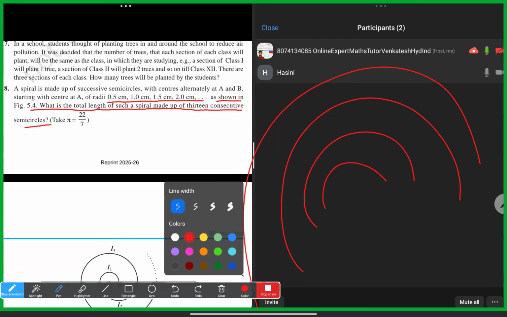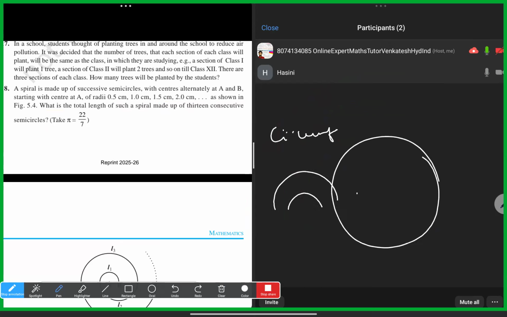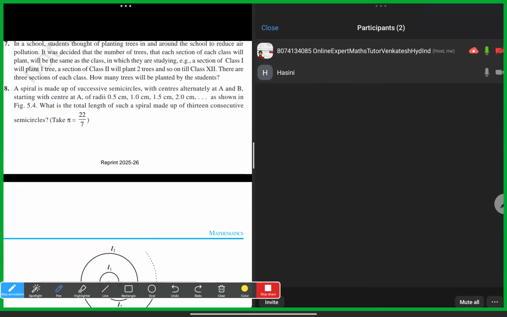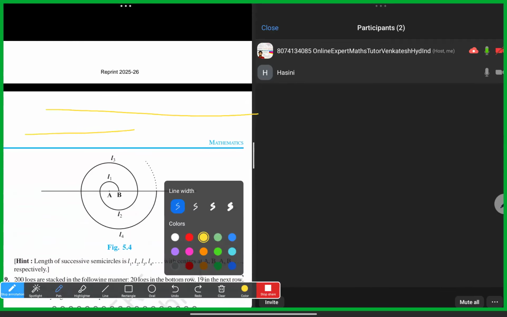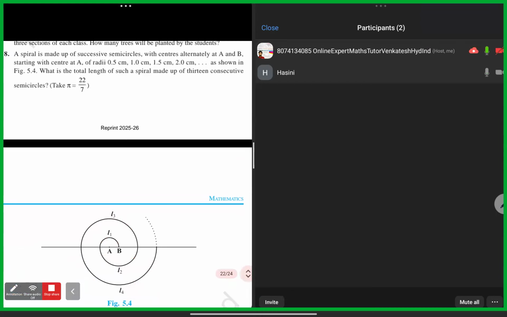So now, Hasni, it is nothing but circumference. Circumference of a circle means the full circle. But here this spiral has semicircles. So we need to take semicircles. All the semicircle lengths, if you add them, then we'll get the total length of such a spiral. We have the figure here. If you add the individual lengths of all the semicircles, which are nothing but circumferences of semicircles, if you add all of them, you will get the total length of the spiral.